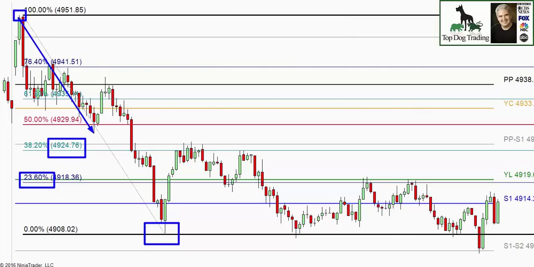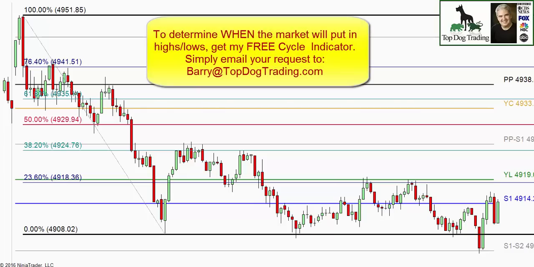So what we do is we draw both of them on here, and then we look for clusters. And clusters are where you get these levels coming together. So here we have yesterday's low and the 23.6, and the market came into there. And here's a more significant one, 38.2, and the mid pivot. The market put in both of its little highs there.